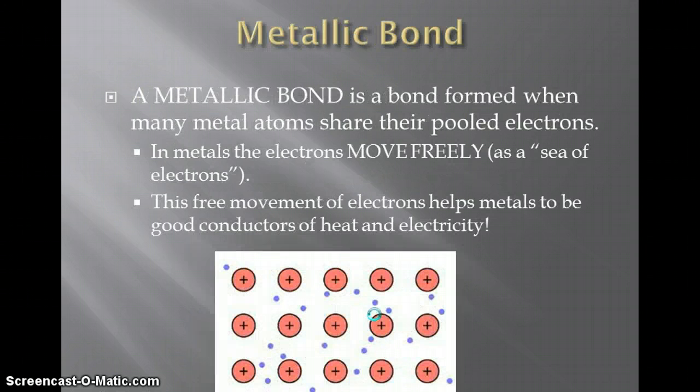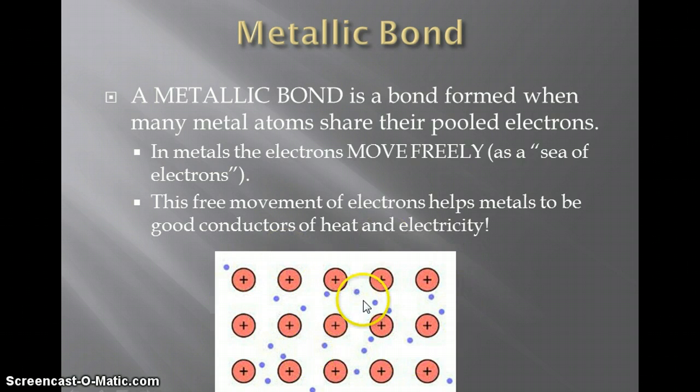So the bonds that hold metals together are called metallic bonds, and a metallic bond is a bond formed when a whole bunch of metal atoms share their electrons. So in ionic bonding, you had one positive ion and one negative ion come together, and they bond together. In covalent bonding, you have the atoms sharing the electrons. In metallic bonding, the bond is formed by these metal atoms sharing the electrons, in this case the little purple dots.